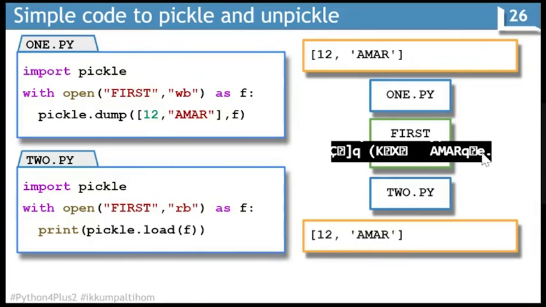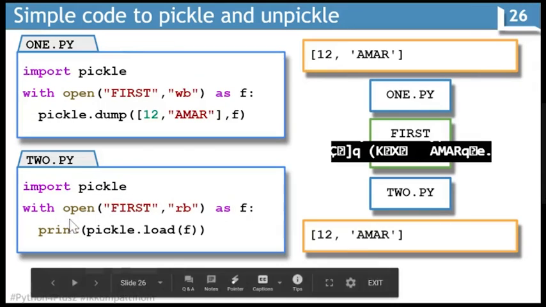If you want to retrieve the content back from the file, you have to write another code which is going to carry with open first, RB. RB means read binary, as f. So you will be writing pickle.load. It is going to extract the content from this form back to the list form.